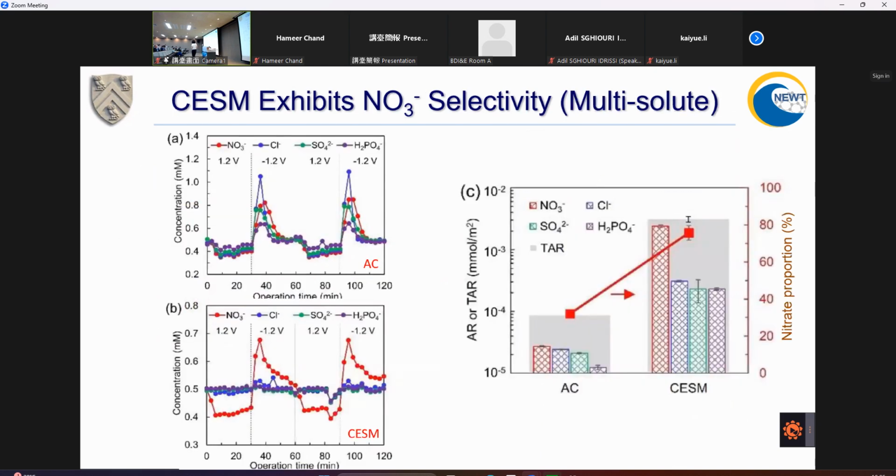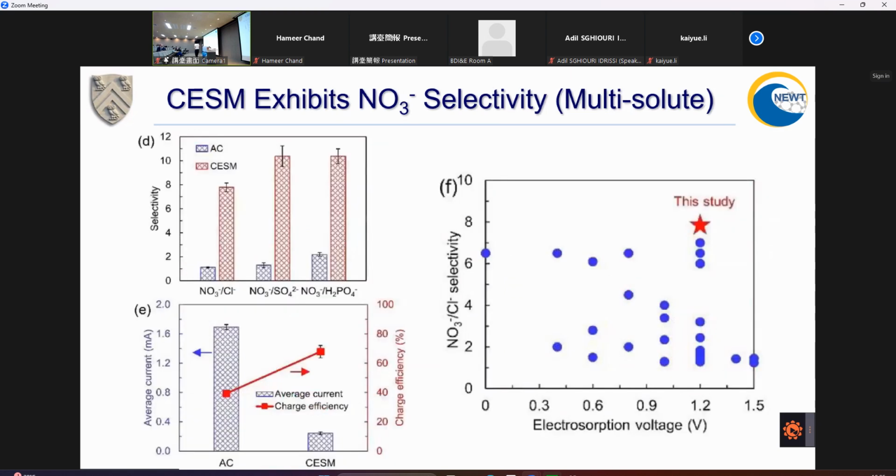And when you run the experiment in a mixed salt solution, you can clearly see here it has almost no absorption, or very little absorption, for the other anions, but much higher absorption for nitrate, right? This is compared here. We not only have a much higher overall anion removal, most of the anion removed is nitrate, and very distinctly very high removal for nitrate.